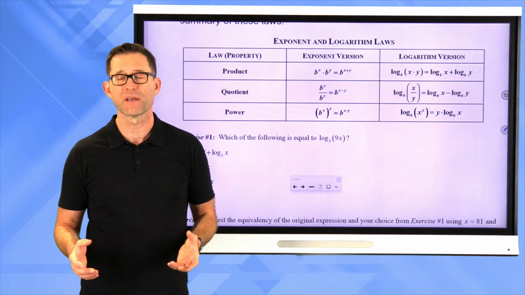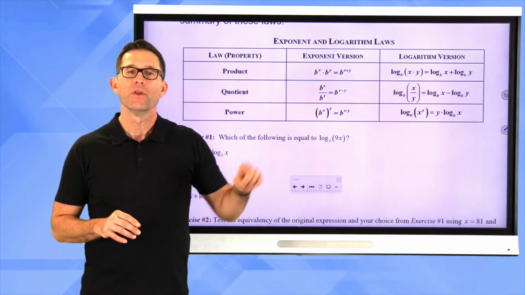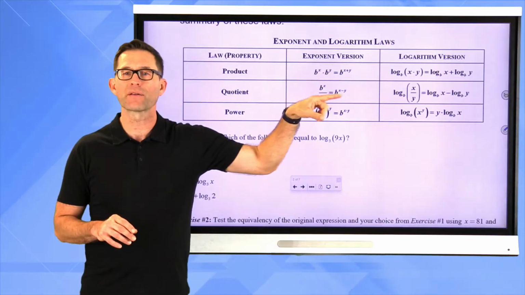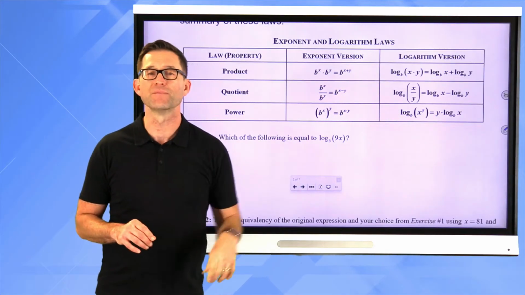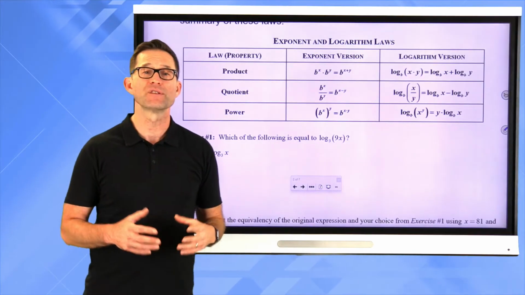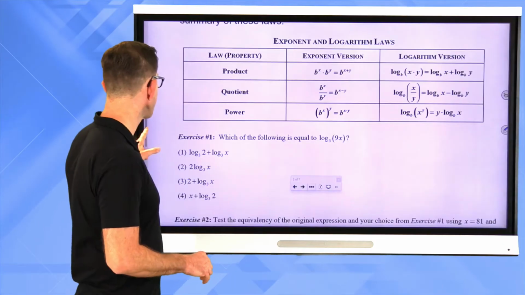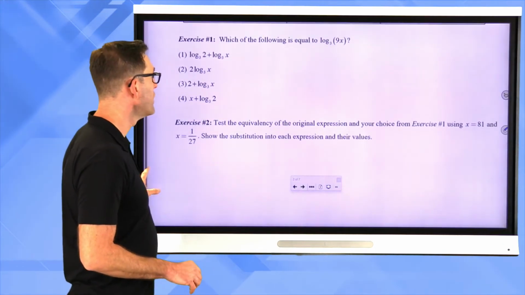All right, now in today's lesson, we're going to just get some very rudimentary work with these log laws, and we're going to eventually use the power law quite a bit. You'll get more exposure to the product and the quotient laws of logarithms in your pre-calculus course next year, but we wanted to give you some initial exposure to them in this course. So let's jump right into exercise number 1 and take a look.